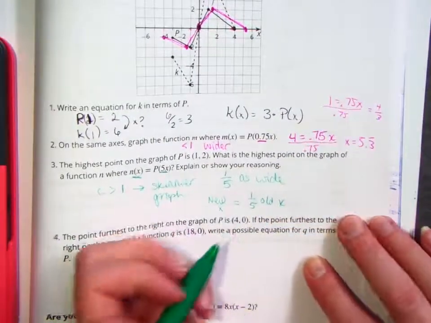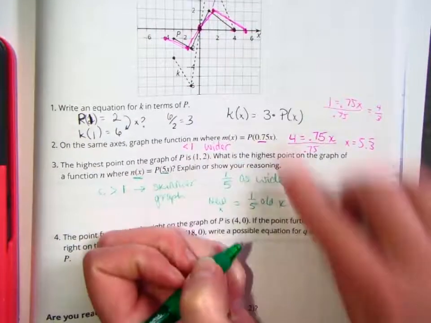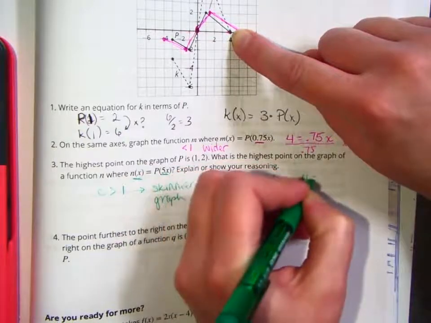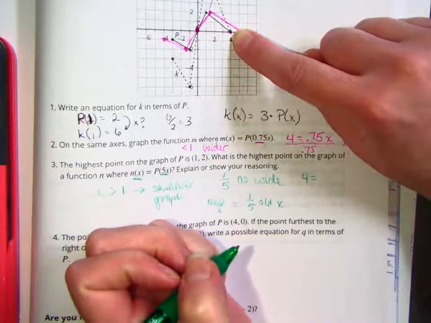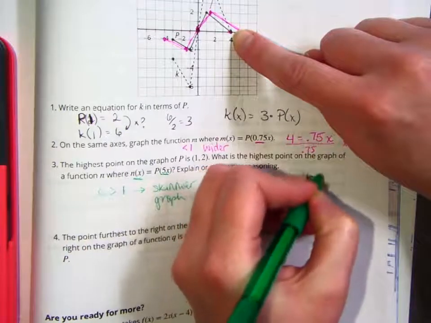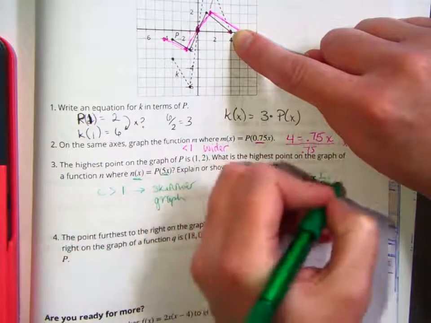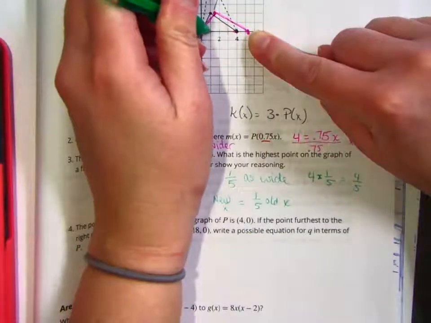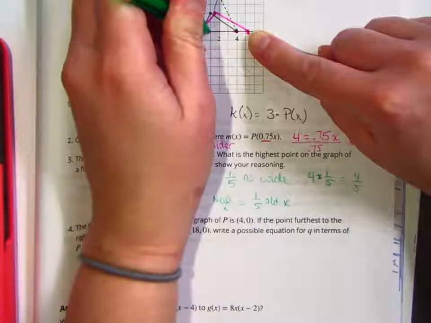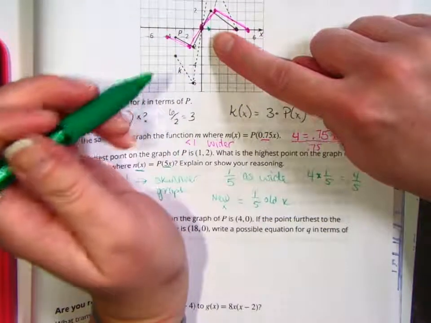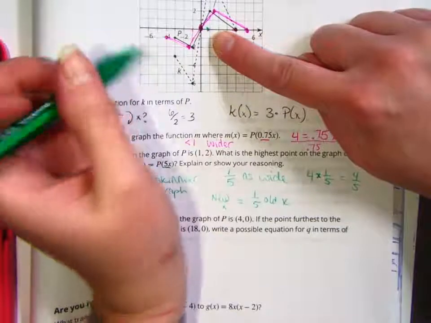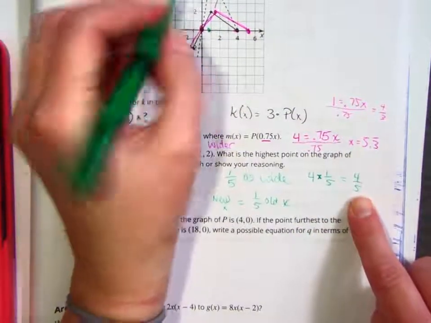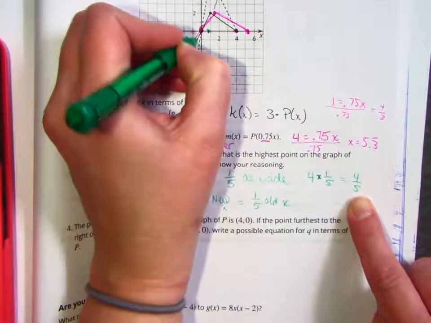So our original, I'm going to keep going back to these endpoints here. Our original point at 4 is now going to be 1/5 as wide, and so our new point is at 4/5. So this new point is happening here. Man, oh man, this is going to be a super skinny graph. What was happening at -4 is going to happen at -4/5 here.